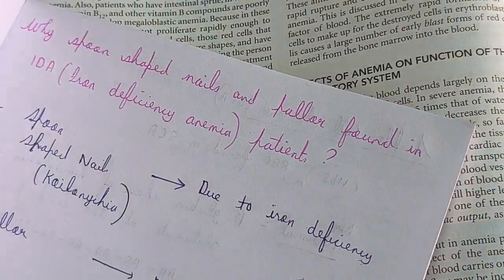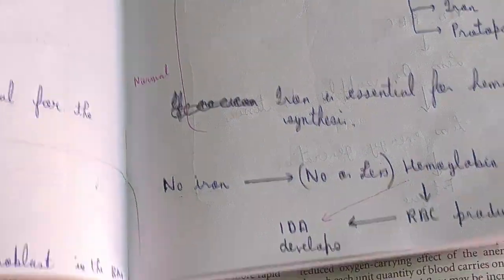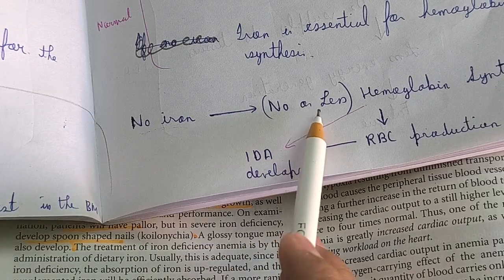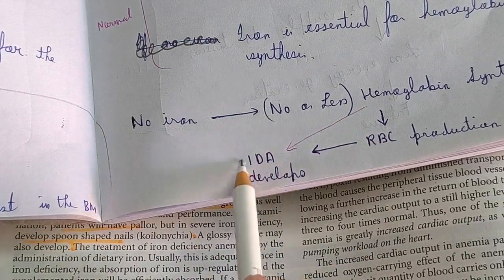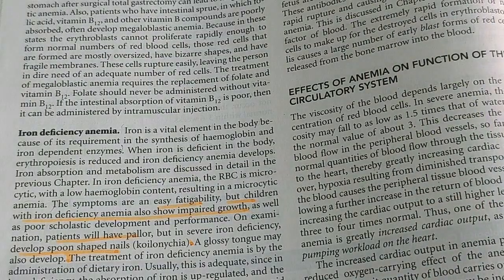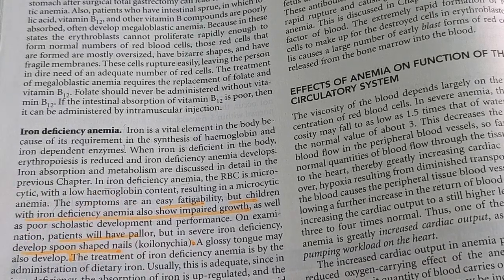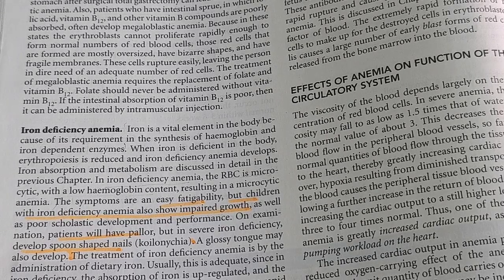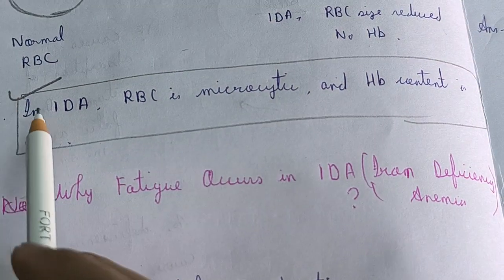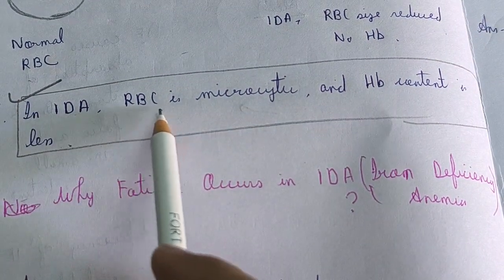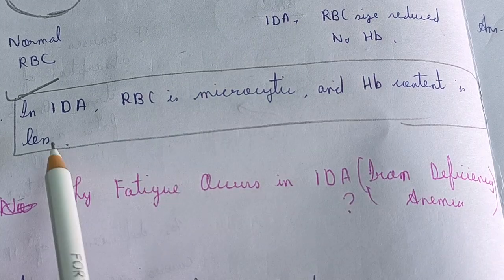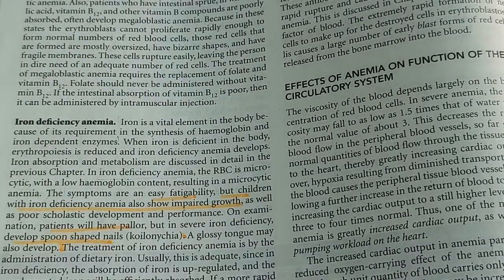So here I also explained that if there is no iron, that means no or less hemoglobin synthesis, and iron deficiency anemia develops. In iron deficiency anemia, the RBC is microcytic and with low hemoglobin. I covered this part: in iron deficiency anemia, RBC is microcytic and hemoglobin content is less.